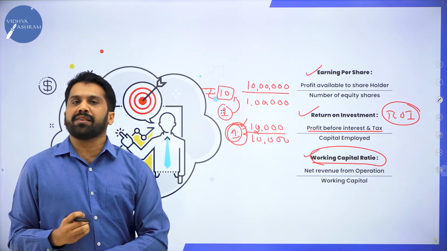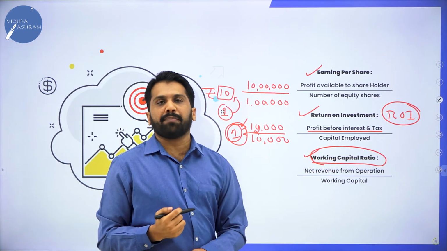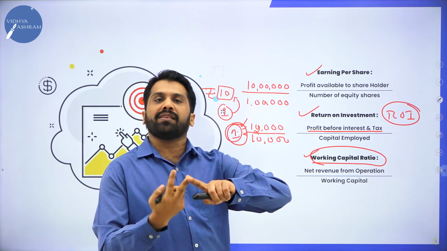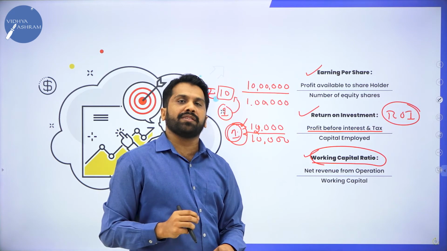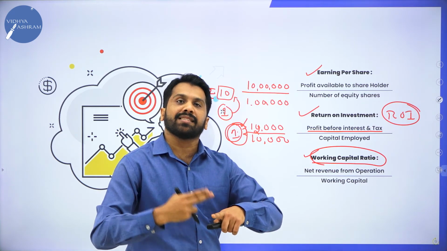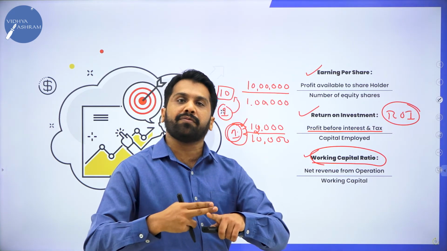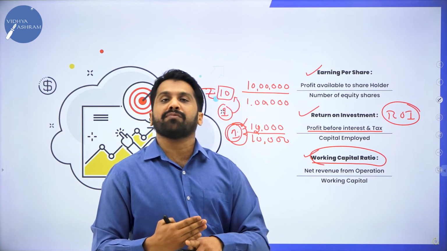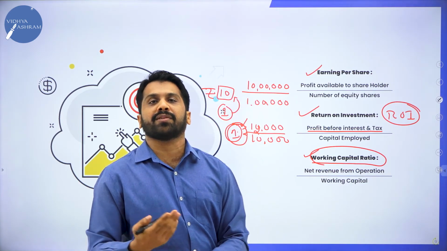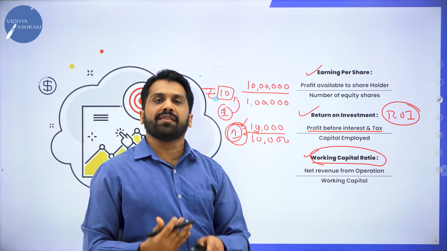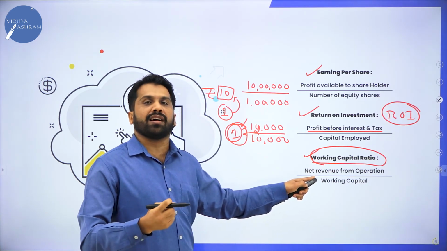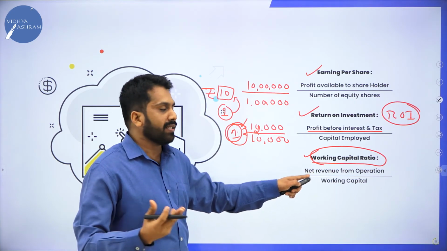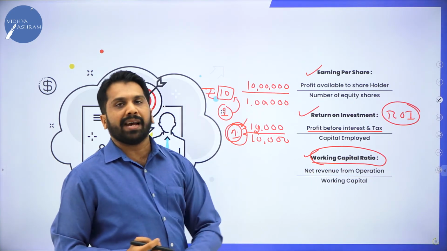The last part is the working capital ratio. What does working capital mean? There are two types of capital. One kind is your initial investment. Working capital is what you spend to run your business every month, every week or per day. To run your day-to-day business, whatever expenditure or spending you make is called working capital.